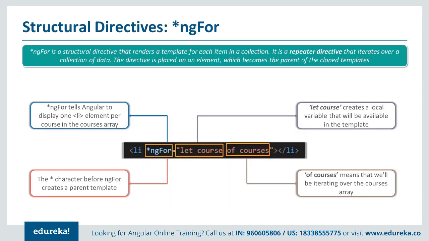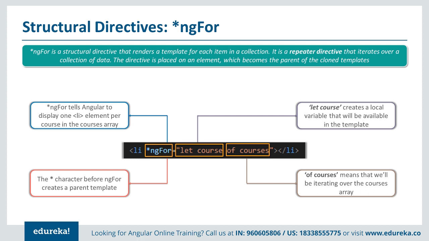Now, structural directive ng for. What is ng for? It is a structural directive that renders a template for each item. How do you loop through HTML elements in Angular? You have to use the structural directive called ng for. What is the use of it? It's looping through. Now you understood how you make your HTML more dynamic.